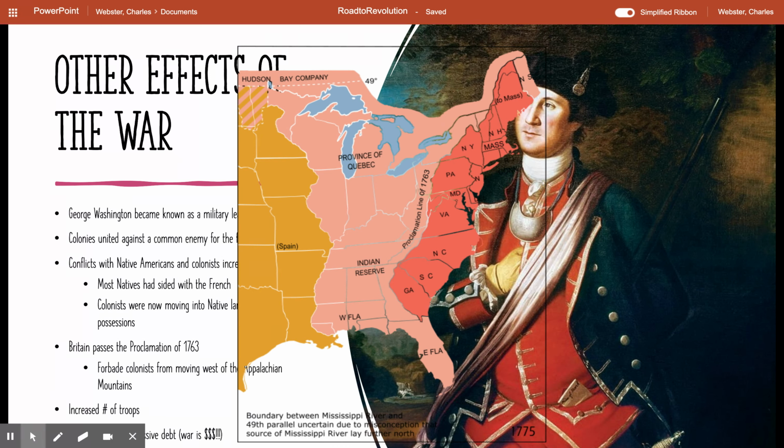But there was a lot of great farmland over there. So of course the colonists end up heading into that area, and they end up causing more conflicts with the Native Americans. And you'll see how that turns out.